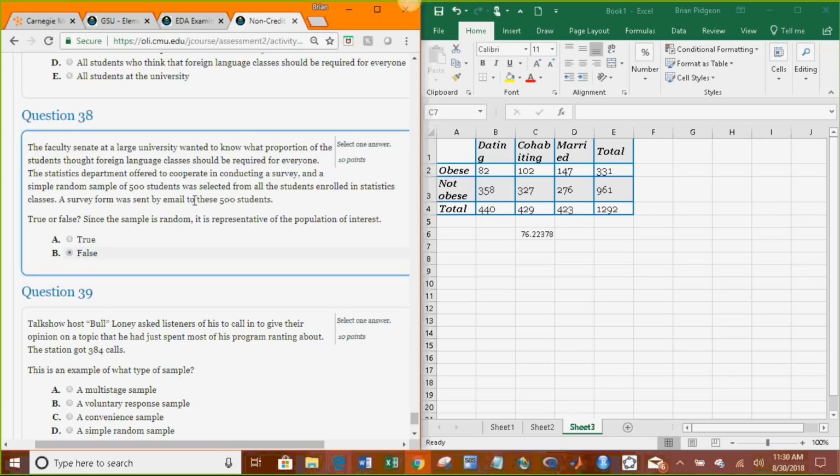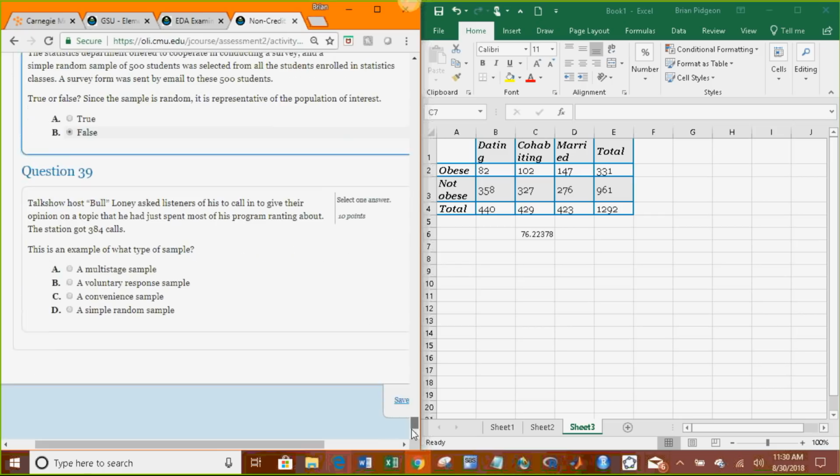Because the students that were emailed really don't have to respond. That results in some type of bias. It's called non-response bias. And so it would not result in a representative sample. Really, probably students who respond either feel strongly about foreign language being required.